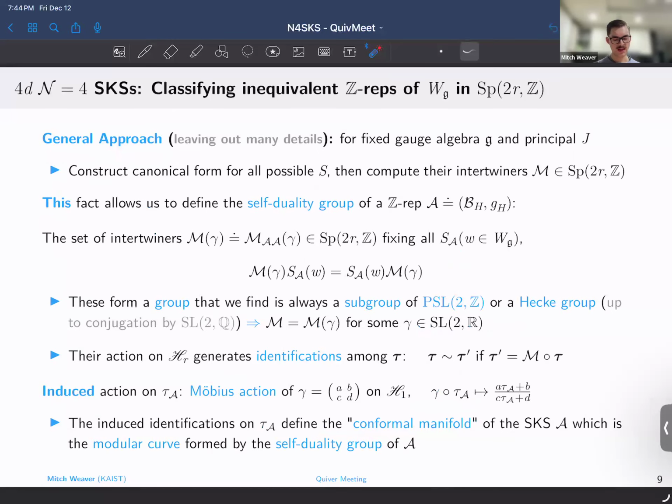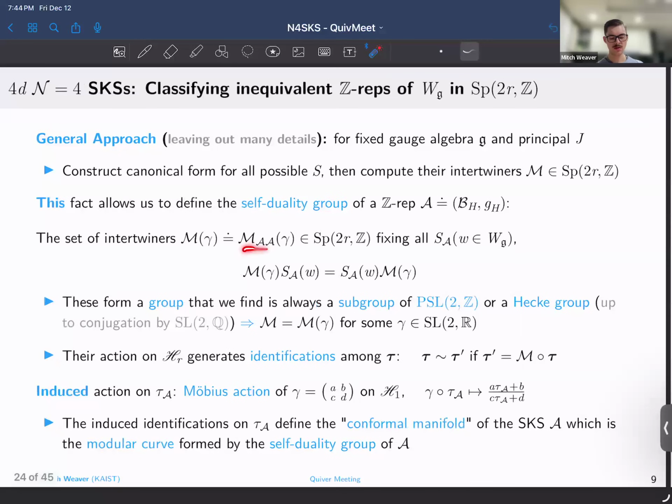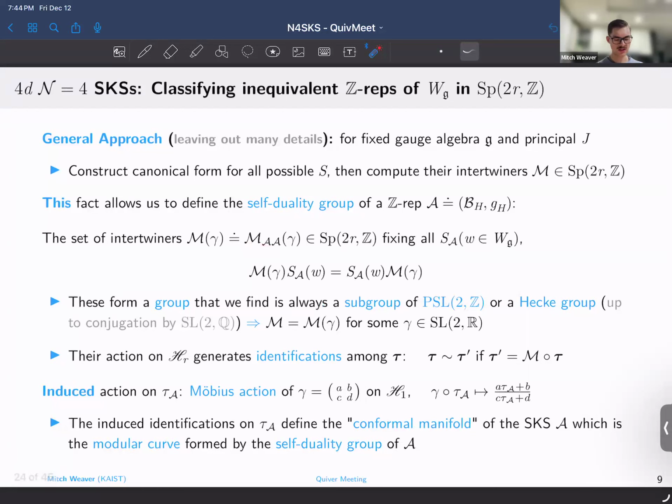Okay. So this then allows us to define the so-called duality group of a Z-rep. And the duality group is going to be the set of intertwiners that map a Z-rep back to itself. And so that means it satisfies this equation. And unlike a generic intertwiner, these guys actually form a group. And we find that this is always a subgroup of PSL2Z or a so-called Hecke group, which I'll remind you of what the latter is. Oh, this is a typo. Sorry, you can go ahead and ignore that.